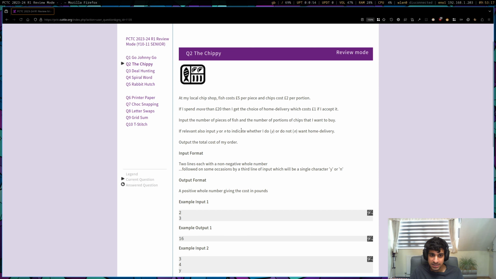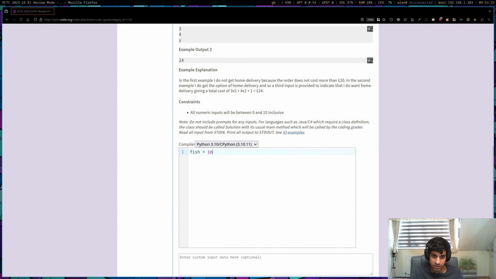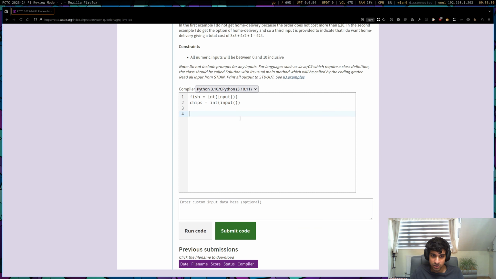And so our first input is going to be, what is our first input? The number of fish, and then our second input is the portions of chips. And so let's do fish equals int input, and then chips also equals int input. Okay, now let's calculate the total so far.